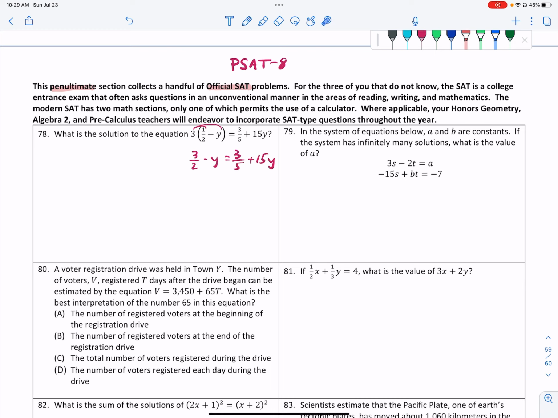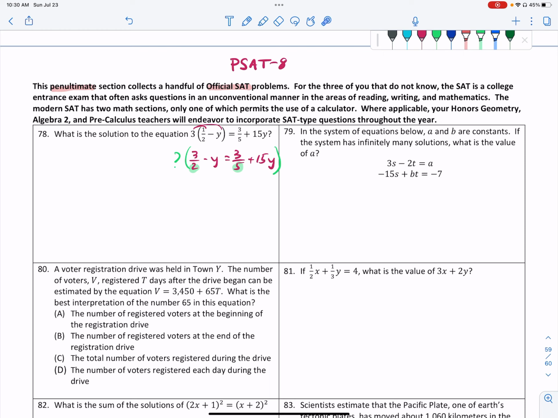And remember, our tip here is to multiply both sides of this equation by a number that's going to get rid of all the fractions. How do you decide what that number is? Well, you take a look at your two denominators there and get a common denominator, and that will tell you what to do. Now let's look at 79.